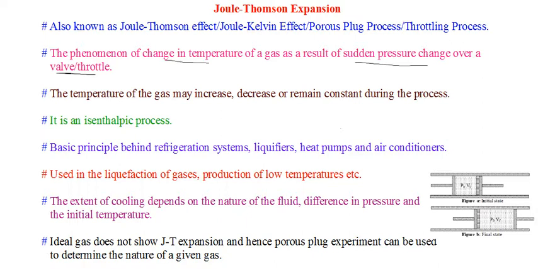So there are several names for the same experiment or for the same phenomenon. Either it is the Joule-Thomson effect or the Joule-Kelvin effect. The reason you can understand, because William Thomson is also known as Lord Kelvin. So it's the Joule-Kelvin effect, or it was performed by using a porous plug, so it's also known as the porous plug experiment or porous plug process or the throttling process. All these names are representing one and the same effect.